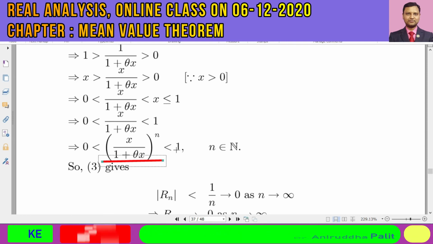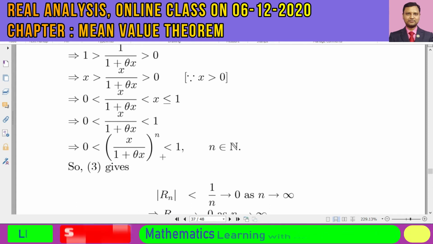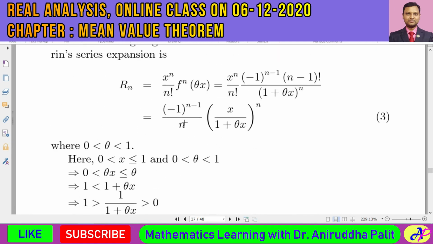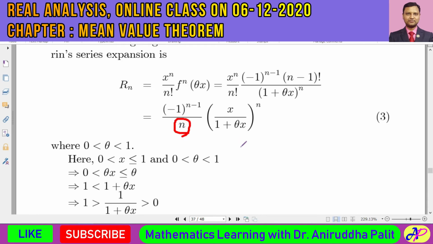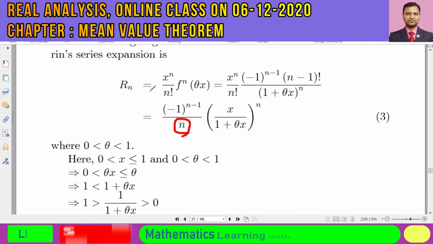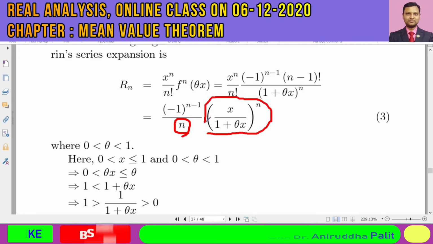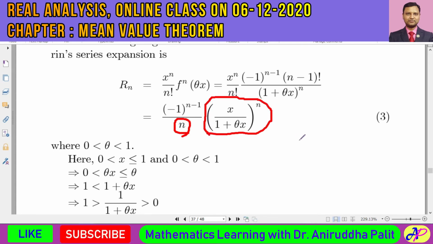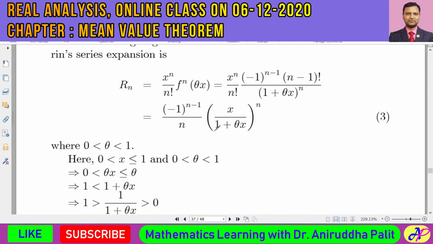Although we don't need to prove all these results that this quantity is tending to 0, we just need to ensure that this quantity is a finite quantity. Why? Because over here we already have a number n. So if n tends to infinity, then the modulus of Rn, or simply Rn, would ultimately tend to 0. We just want to ensure that this quantity is not tending to infinity, that it is a finite quantity. So a finite quantity multiplied by 1 by n would ultimately lead us to conclude that Rn tends to 0.